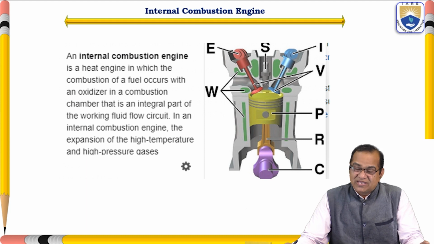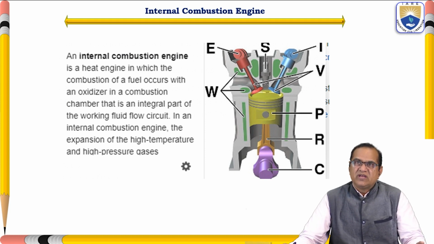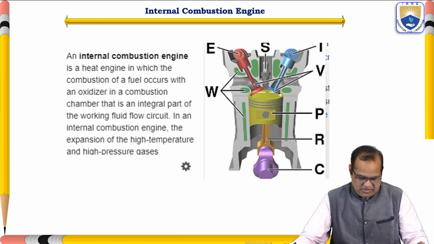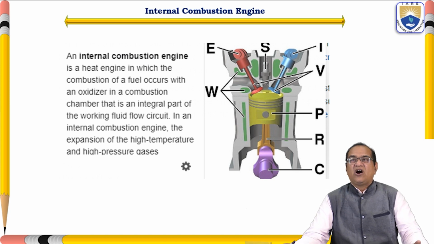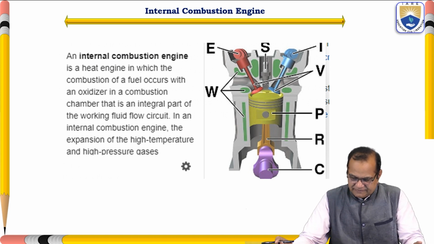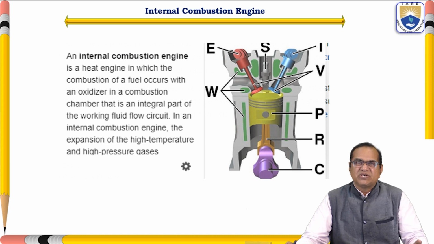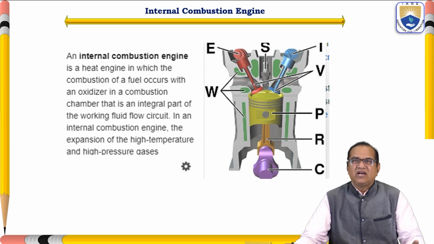Before I go for further explanation of any other cycle, I will start with the Otto cycle. First, I will discuss what an internal combustion engine is and how it works. An internal combustion engine is a heat engine in which the combustion of a fuel occurs with an oxidizer in a combustion chamber, which is an integral part of the working fluid flow circuit.